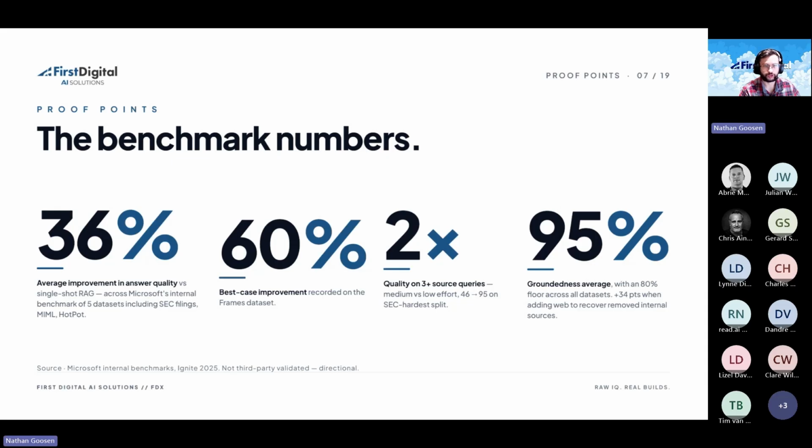Adding web as a knowledge source to recover 3 removed internal sources lifted scores by 34 points at medium effort. And yes, these are Microsoft's internal benchmarks. They're not third-party validated, but we can see a distinct improvement that can't be ignored.